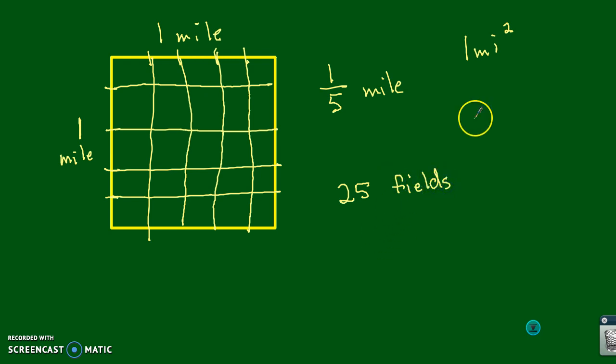Or another thing that we could do with that is we could count how many fields long it is. 1, 2, 3, 4, 5 fields long. And how many fields wide? 1, 2, 3, 4, 5. And we could multiply those together. So again, 5 times 5 is 25. And it'd be 25 fields. So we're not going with square units because this is the square. They just want to know how many fields there would be. 25 fields.